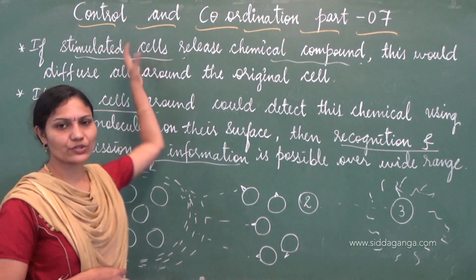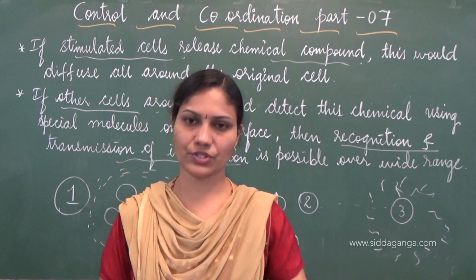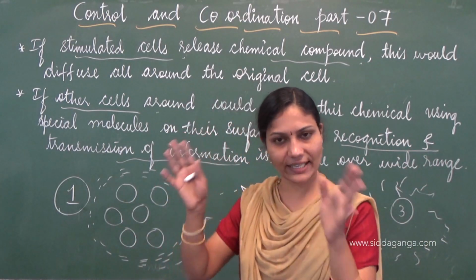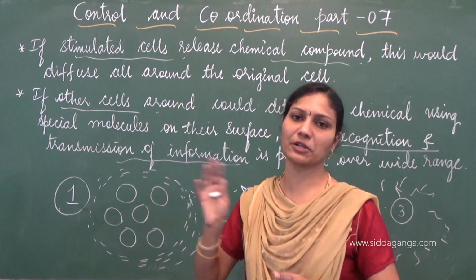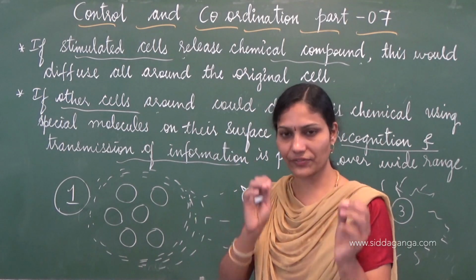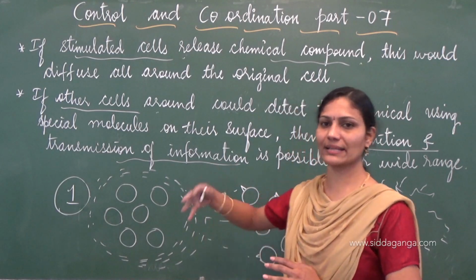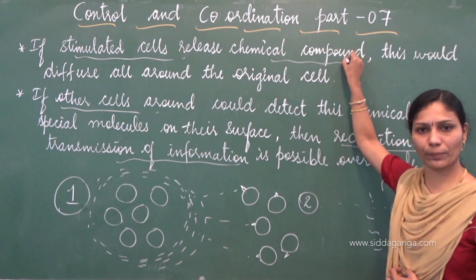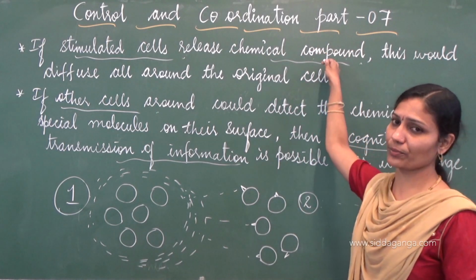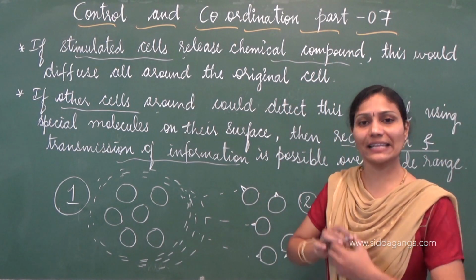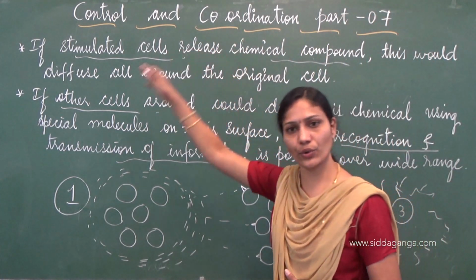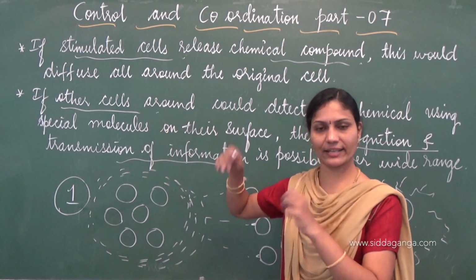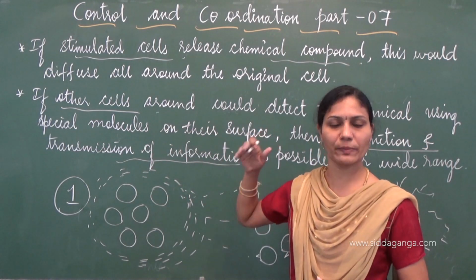Instead of sending nerve impulses through the nervous system, where the impulses travel only along cells that are connected by the nervous system, there is another mechanism in plants as well as animals and human beings. The stimulated cells, upon receiving stimulation, release chemical compounds, which are referred to as hormones. These chemical compounds diffuse all around the original cell, and the information is transmitted, moving further.